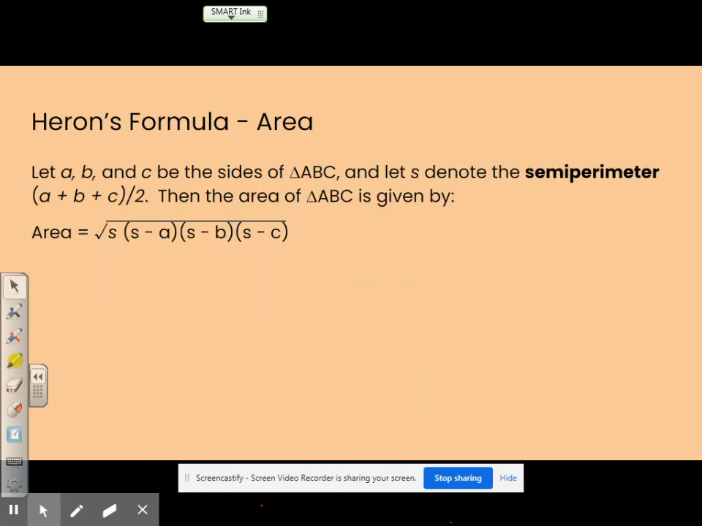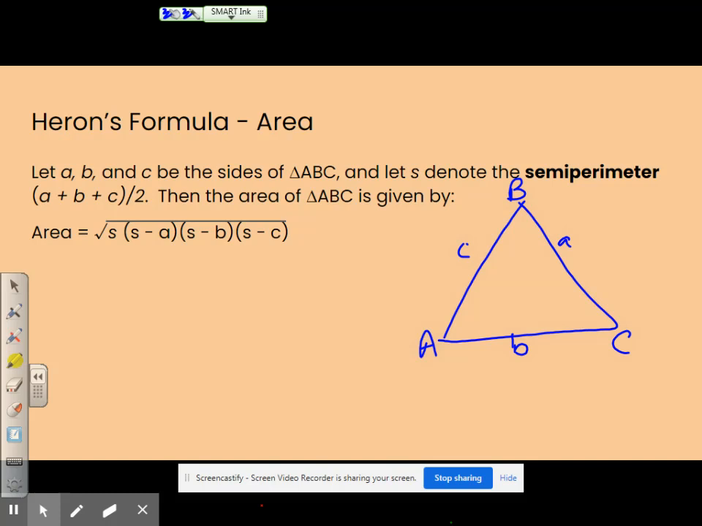Okay, Heron's formula for area. We start with our same triangle of ABC. Big A's at our angles, little A's, B's, and C's at our sides. So Heron gave us this new way of finding area when we only have the sides but none of the angles. Our first step is to find something called a semi-perimeter.